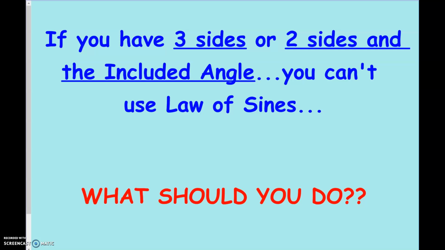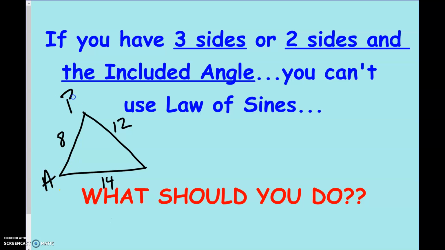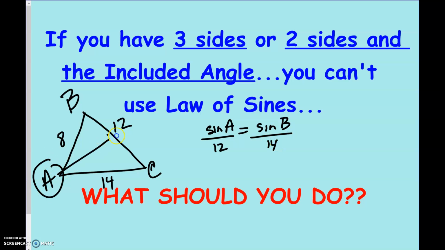Okay, so what happens when you have a triangle and we have all three sides? If I know this is 8, this is 12, and this is 14. Can we solve using the law of sines to find out what angle A is, what angle B is, and what angle C is? And the answer is no, because we would need to take the sine of A over 12 equals the sine of B over 14.